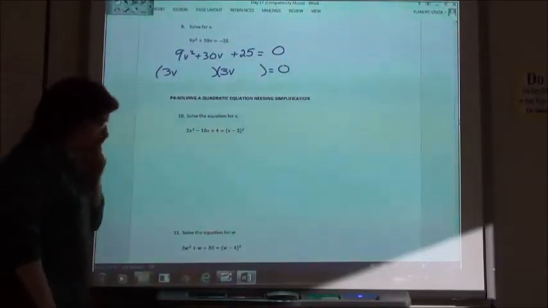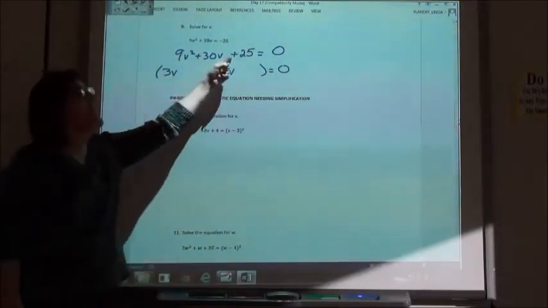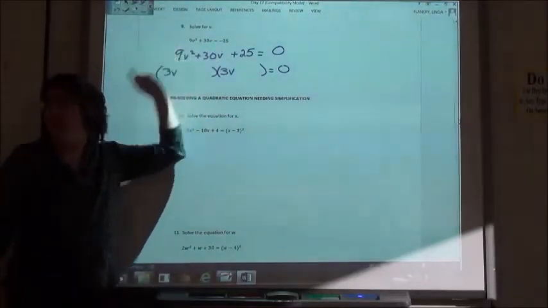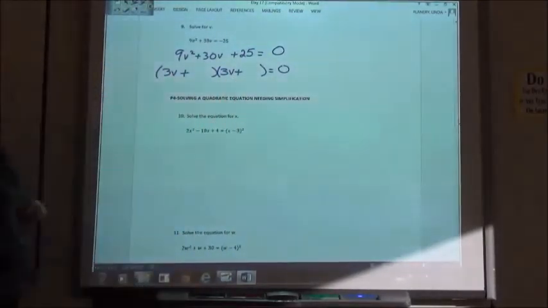What about our signs? Both positive, because the end is positive, they both have to be the same. Both the same as the middle. It's a plus and a plus.